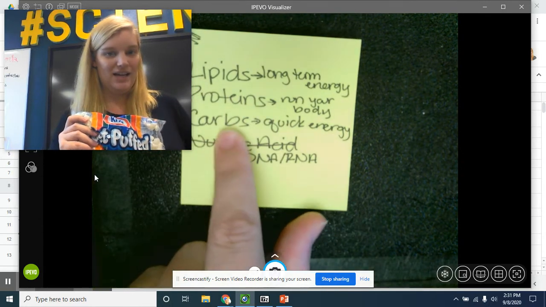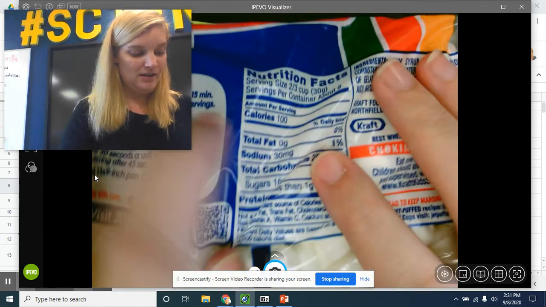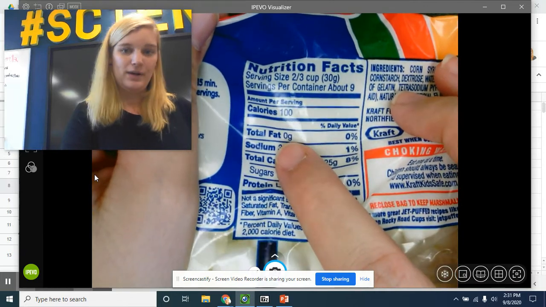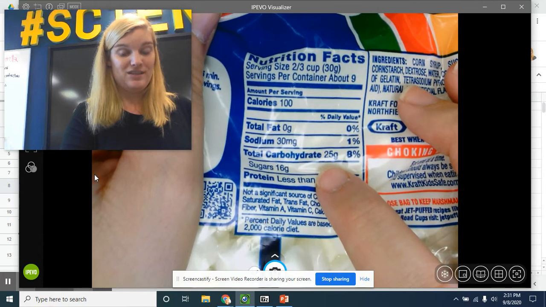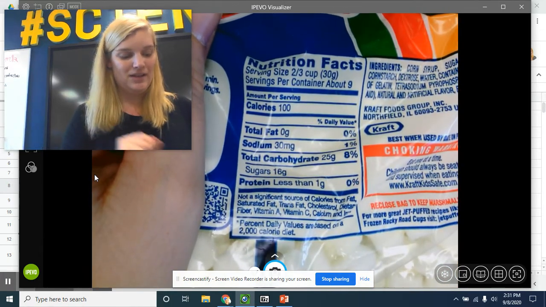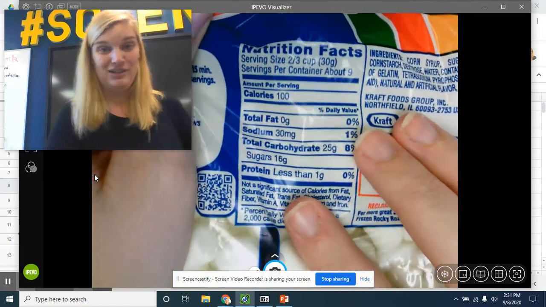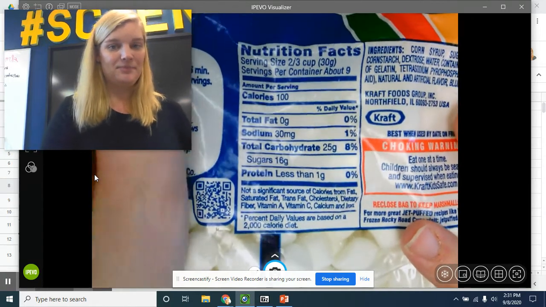It's going to contain a bunch of carbs. And you'll see here that we aren't putting any fat away into long-term storage, but we have 25 grams of carbs at the ready for us to use right then and there. It also says less than 1 gram of protein. Please do not try to eat enough marshmallows to get protein. It's not going to be great.